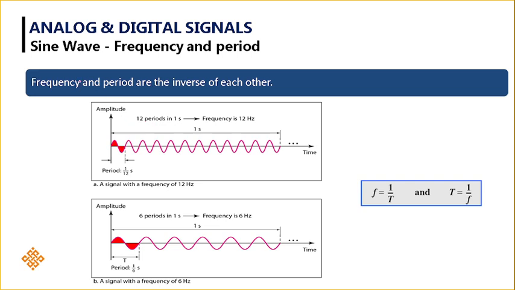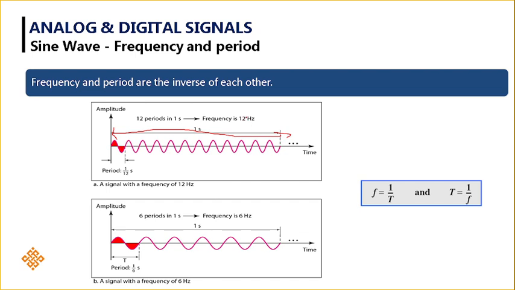Now frequency and period are the inverse of each other. If you see here, a signal with a frequency of 12 hertz. As I already told you, frequency is nothing but the number of cycles per unit time, or per second. Here you can see in 1 second how many cycles the wave is moving. This is one cycle, and if you count, you can see there are 12 cycles. So the frequency is 12 hertz.